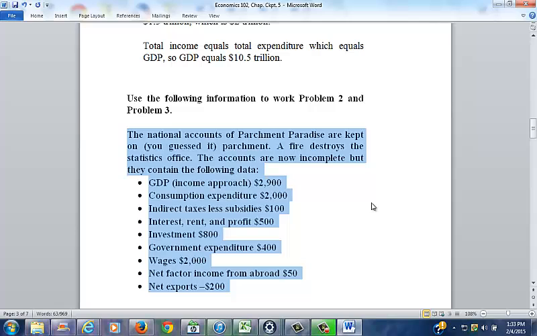$2,900. Consumption expenditure, $2,000. Indirect taxes, less subsidies, of $100. Interest, rent, and profit, $500. Investment, $800. Government expenditure, $400. Wages, $2,000. Net factor income from abroad, $50. And net exports, $200.